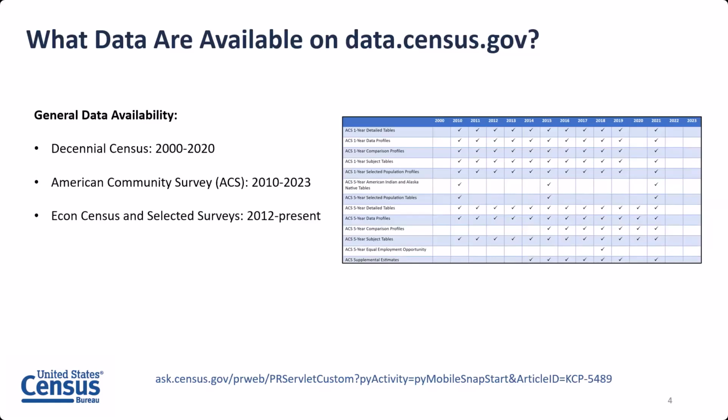So we have different availability of data based on the data sets that you're looking at, right? For the decennial census, we have 2000, 2010, and have just wrapped up releasing 2020 census data. We also have the American Community Survey that goes back to 2010 on the site, and we have the most recently available ACS one-year estimates for 2023, with the 5-year estimates being released next month. And then we also have some economic data. The earliest that goes back to is 2012.